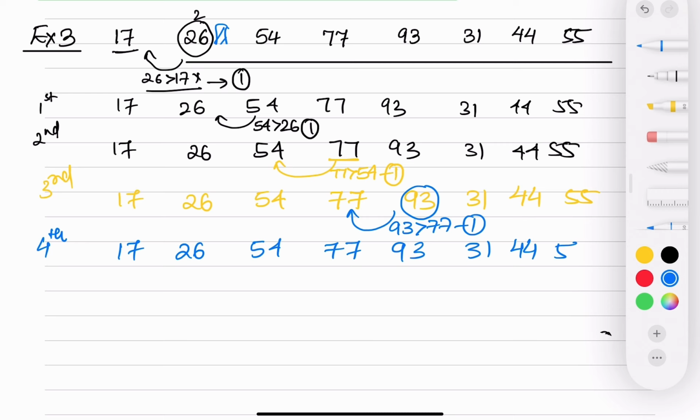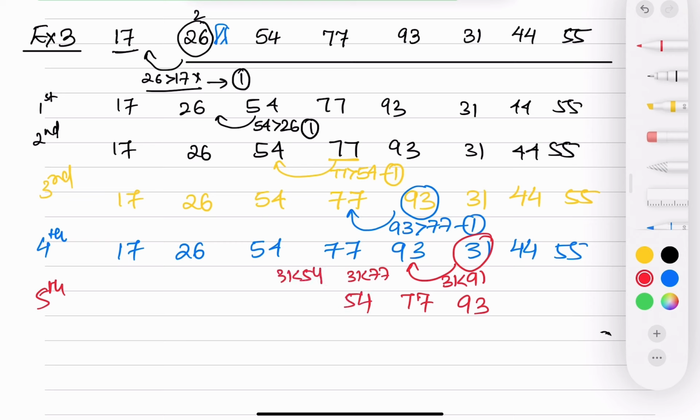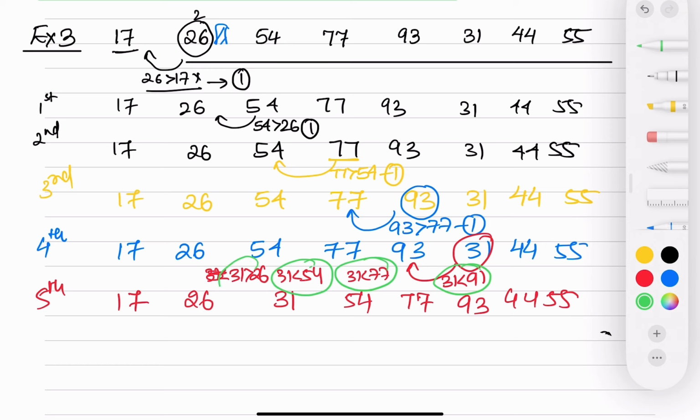Then in the fifth iteration, you're going to compare 31 with 93. 31 is less than 93? Yes, that is true, so 93 will come here. Is 31 less than 77? Yes, so 77 will come here. Is 31 less than 54? Yes, that is also true. Is 31 less than 26? No, 31 is greater than 26, so 31 will come here, after 26. And 44 is going to remain the same. How many comparisons? 1, 2, 3, 4. Four comparisons you made here.